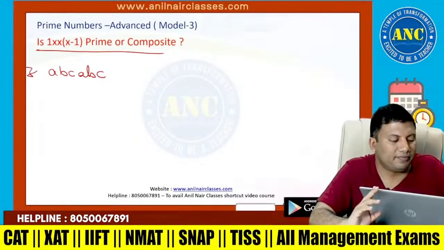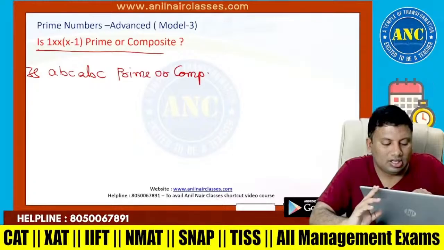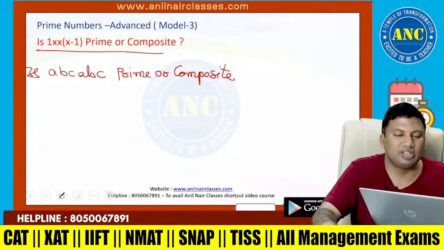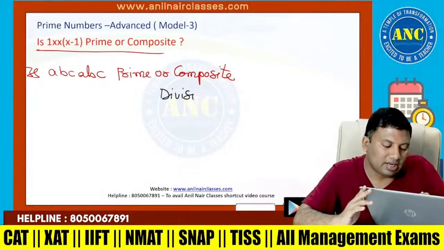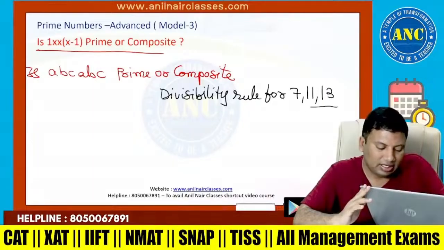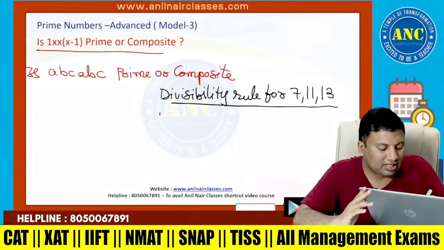Is ABC prime or composite? A 3-digit number is written twice. Now another concept: the divisibility rule for 7, 11, 13. Now listen carefully, sir. Divisibility rule for 7, 11, 13.